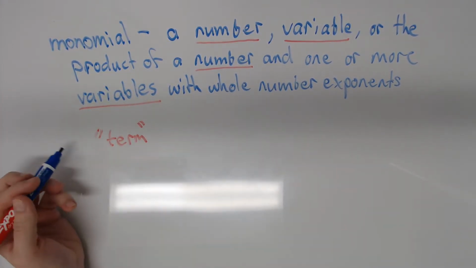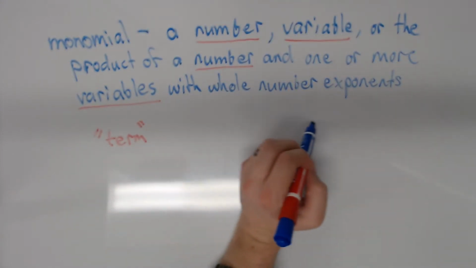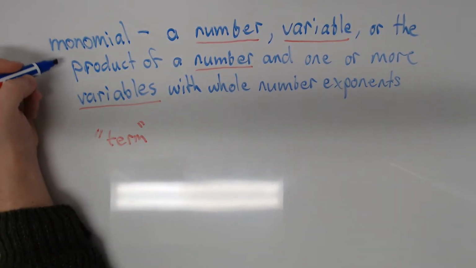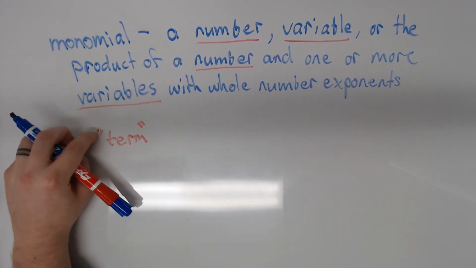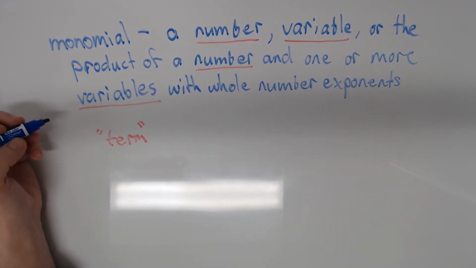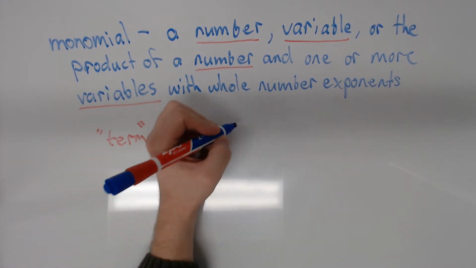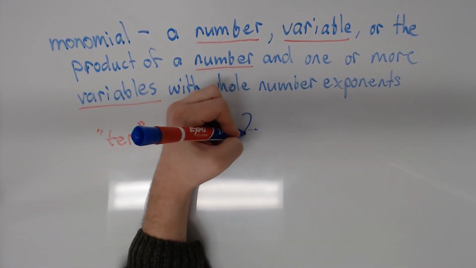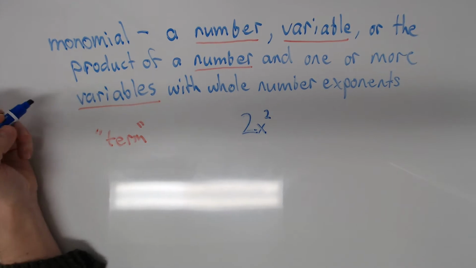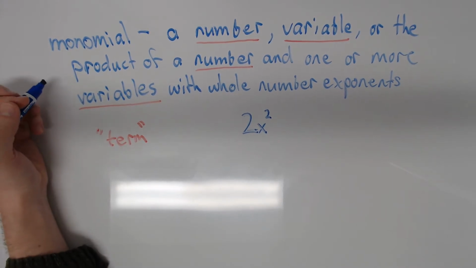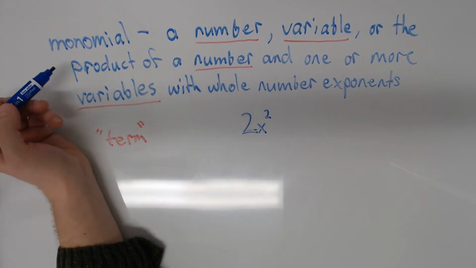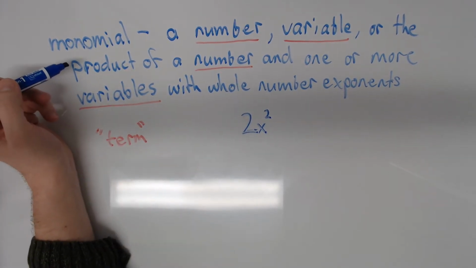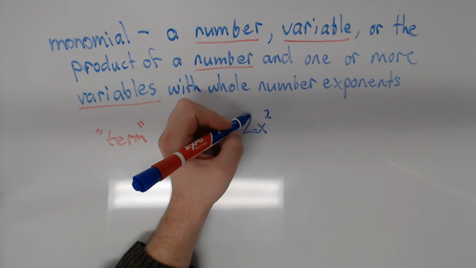All right, now terms don't have this rule where they have to have whole number exponents, but this is a good way to think about it: one monomial is like one term in an expression. So an example of a monomial would be something like 2x squared. That is a monomial. It is one term. It can be a number, variable, or the product, which ours is, of a number and one or more variables. It's the product of 2 and x squared.